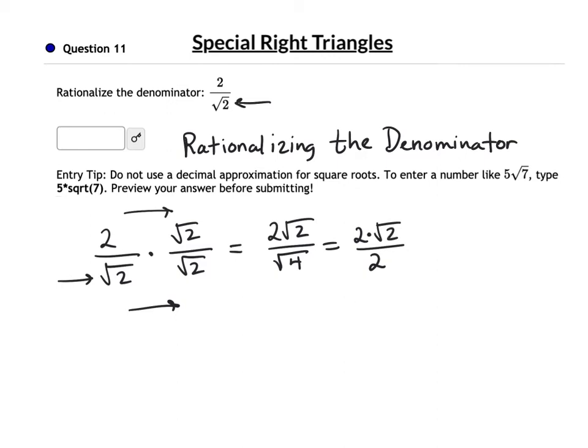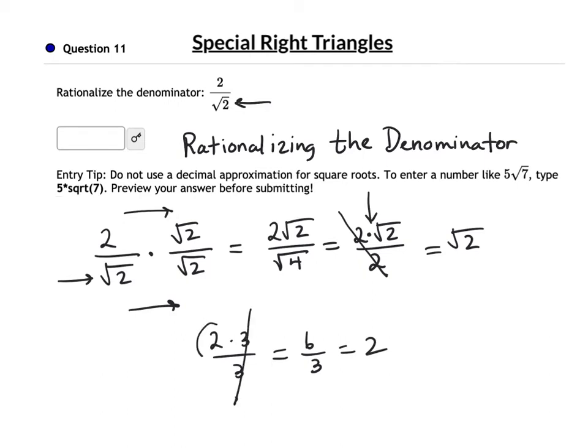Because there's times here, there has to be multiplication for this to work. I can cancel these 2's, and I end up with root 2. Remember that you need multiplication. An example is if I take 2 times 3 divided by 3, that's 6 divided by 3, which is 2. Notice if I cancel the 3's, I still get 2. That works because there's multiplication. If it was addition or subtraction, you couldn't cancel.